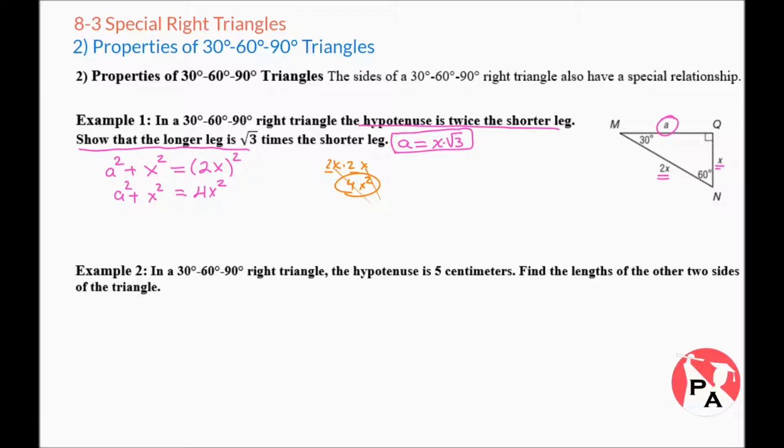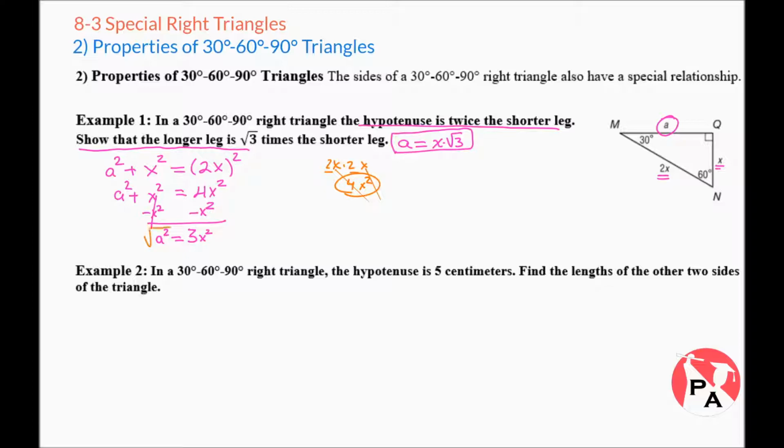Now as you see, these two are like terms since they both have x squared. We subtract x squared on each side to cancel this one out. The left hand side is a squared, and on the right hand side we have 4x squared, we subtract 1x squared, and in the end we get 3x squared. Now we need to get rid of this. What we need is the value of a.